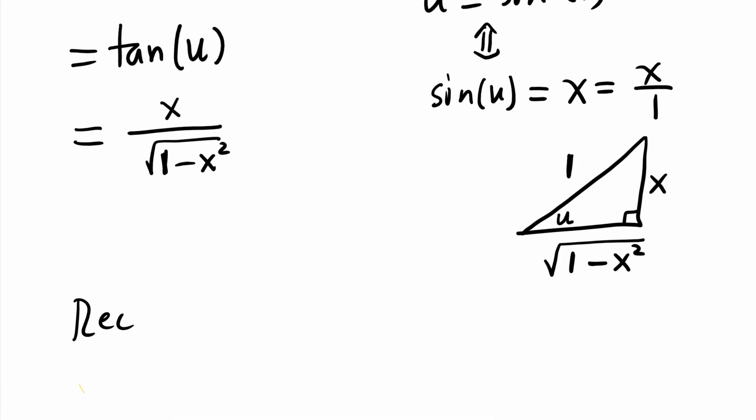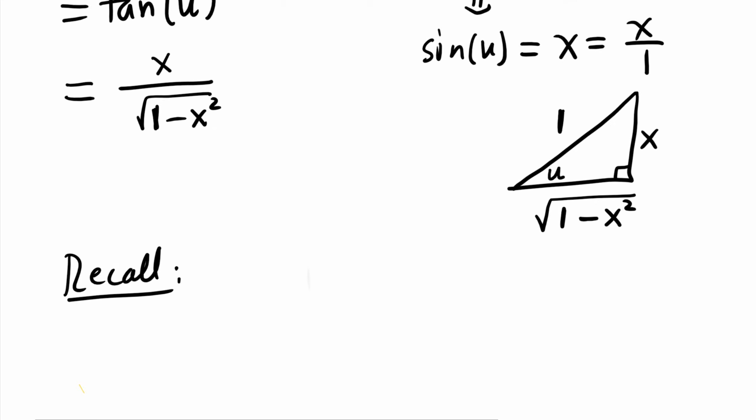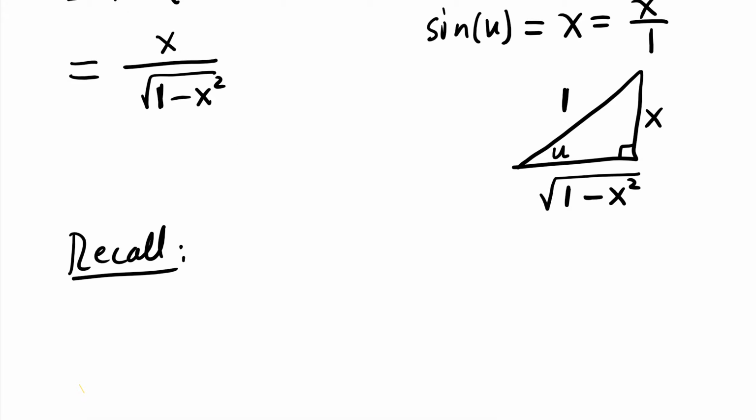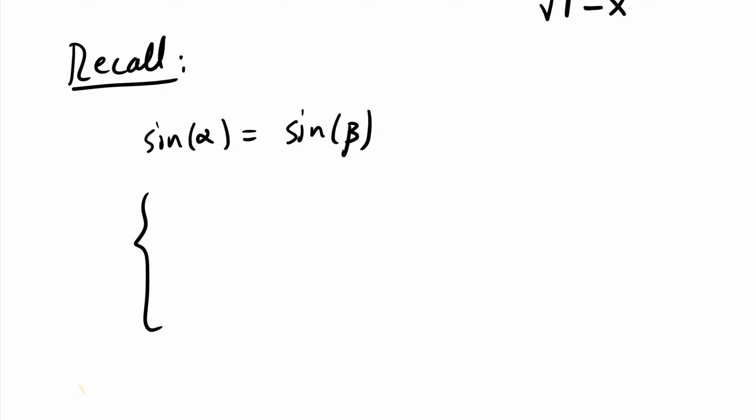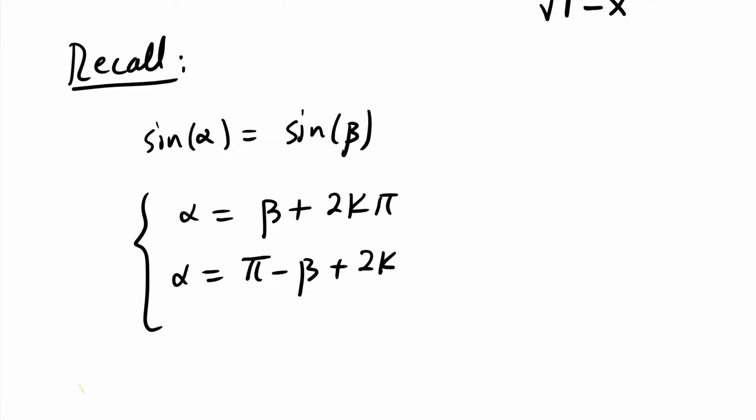Recall solving trig equations. If you remember one of them: if sine alpha equals sine beta, the formula to solve this is alpha equals beta plus 2k pi, or alpha is pi minus beta plus 2k pi, k integer.